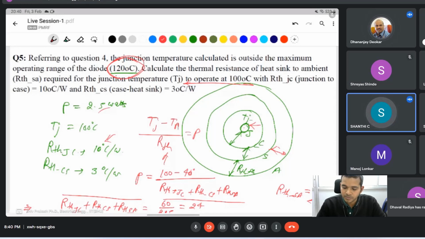That 40, from where, sir? What is Ta, where? The ambient temperature is referring to question 4. Okay, sir. Yeah, given by referring to question number 4. Whichever data is not given in question number 5, you can refer to from the previous question. Yeah. Okay, sir. Thanks.